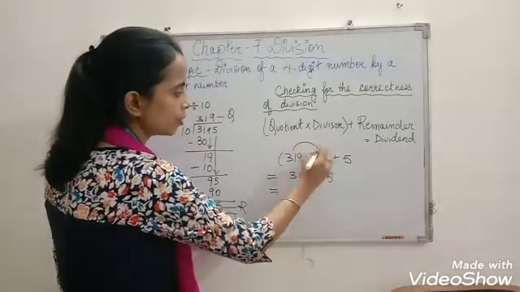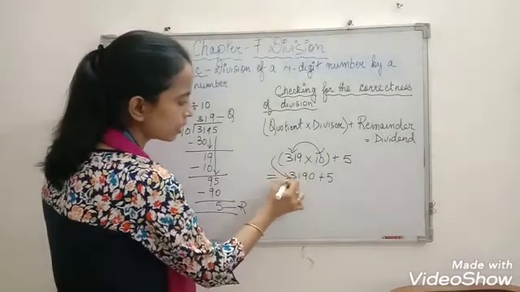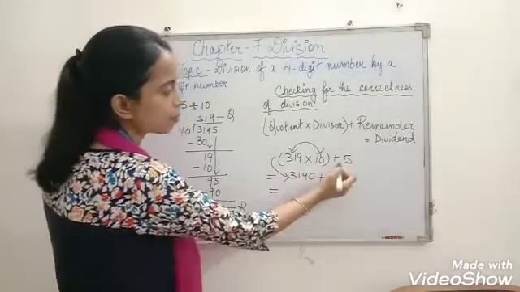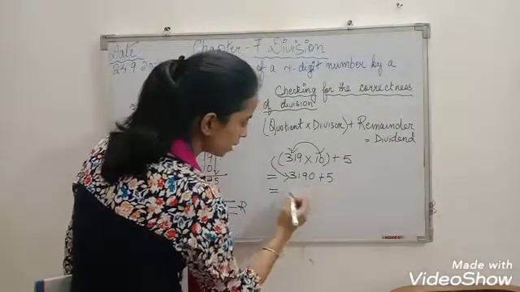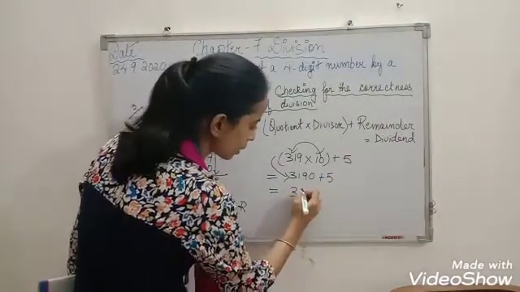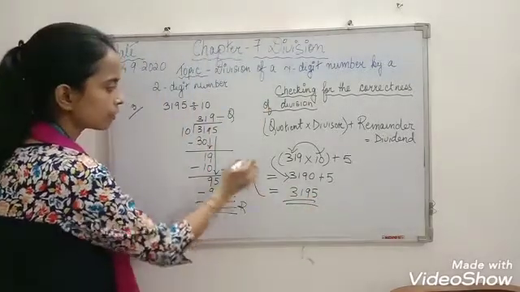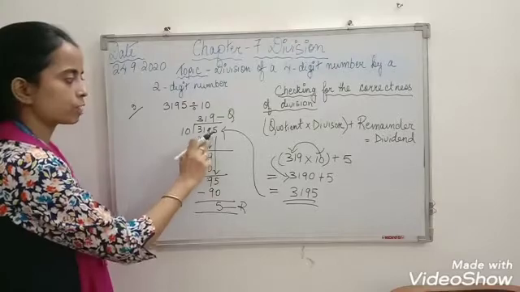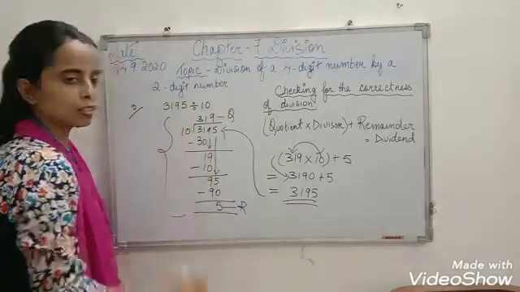So now you add it. Quotient and divisor multiplied, after multiplying we get how much? 3190, plus remainder. Remainder is how much? 5. Add it. How much will you get? 3195. So our dividend is how much? 3195. That means this division is correct.